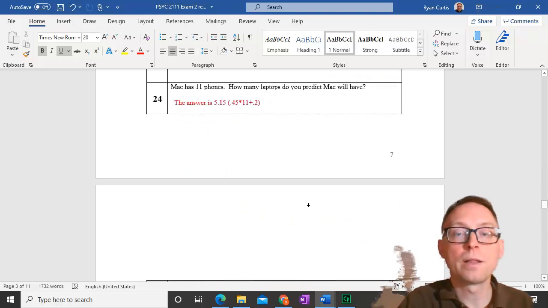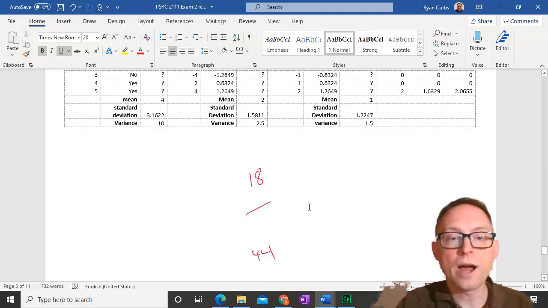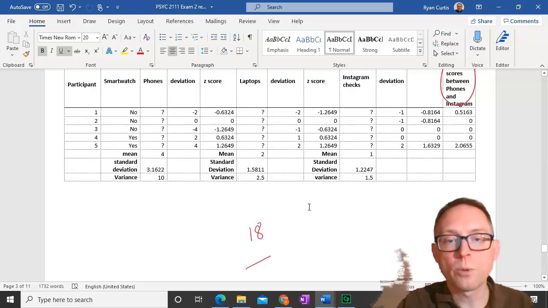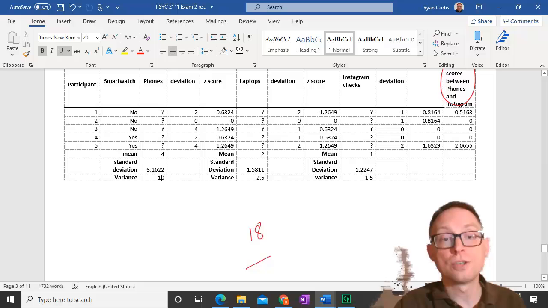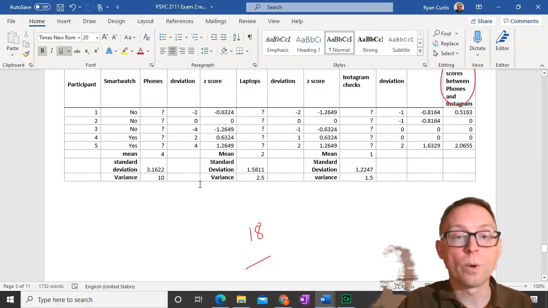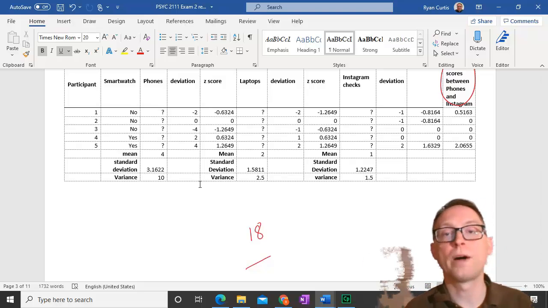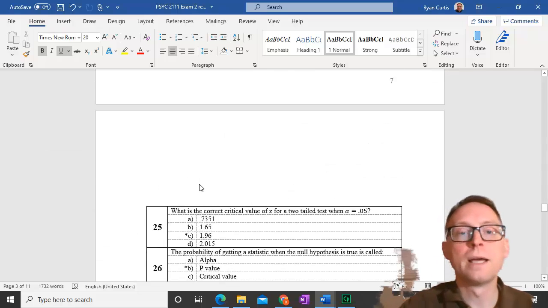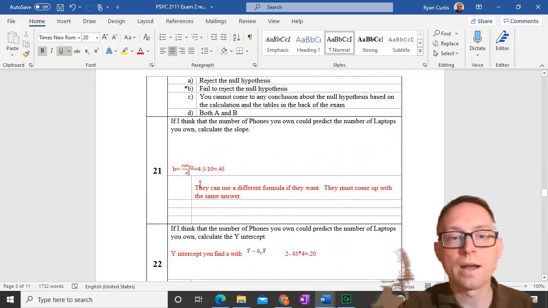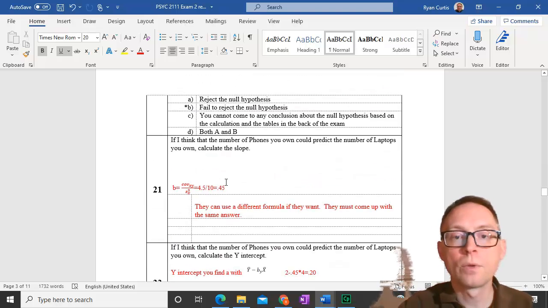We got 4.5. So we know that the covariance is 4.5 because we already calculated it in a previous question. Now, what we need to do is take the standard deviation of x, which is phones, and square it. Well, look at that. The variance is the standard deviation of phones squared. So we have it right here. All we have to do is take the covariance that we already calculated, 4.5, divided by the variance, 10. 4.5 divided by 10 is 0.45. There it is, right there, 0.45.